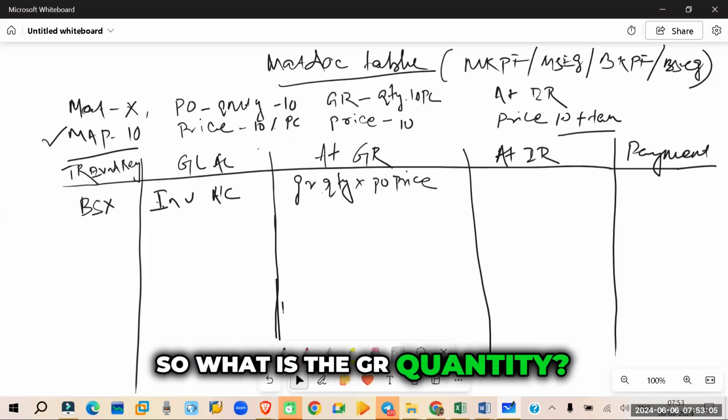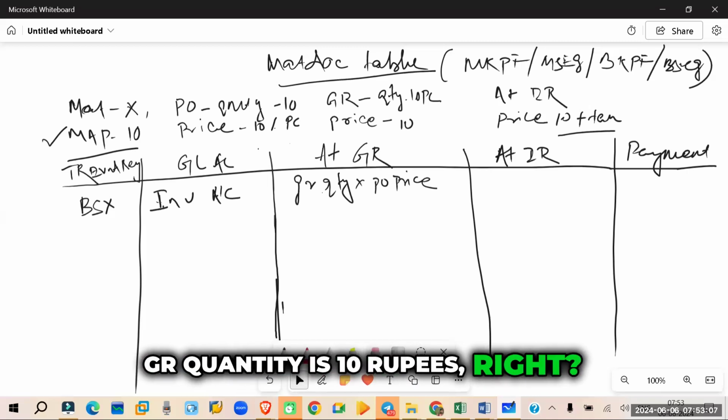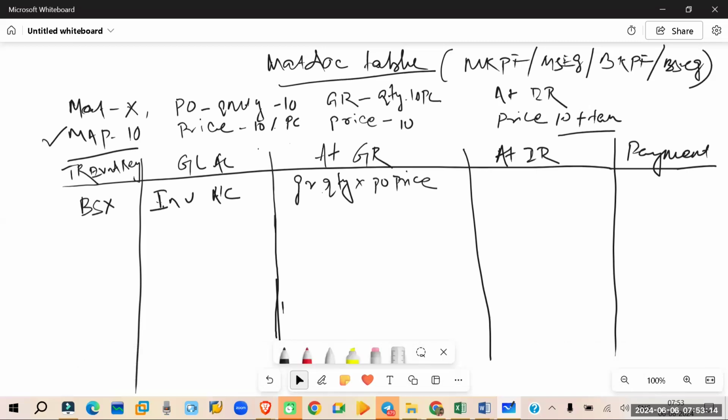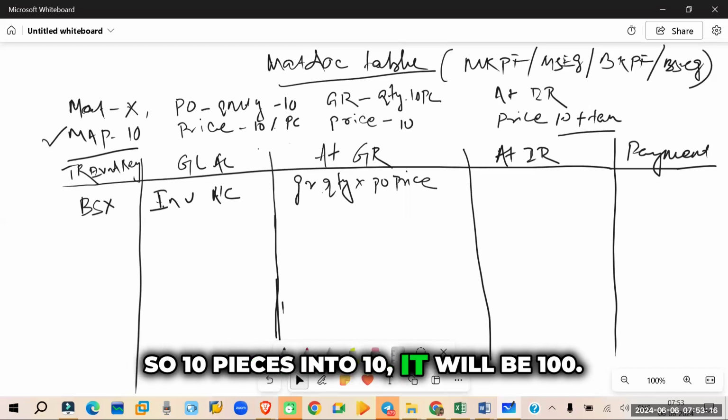So what is the GR quantity? The PO price is 10 rupees, right? And the GR quantity is 10 pieces, right? So 10 pieces into 10, it will be 100.